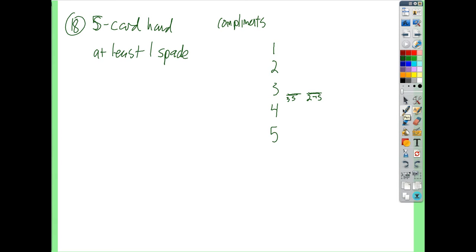Okay, so let's count the ways that we can get 3 spades. Exactly, like how many ways can we take 3 cards out of the spades and group them together? How would we count that? 13. I'm going to choose out of 13.